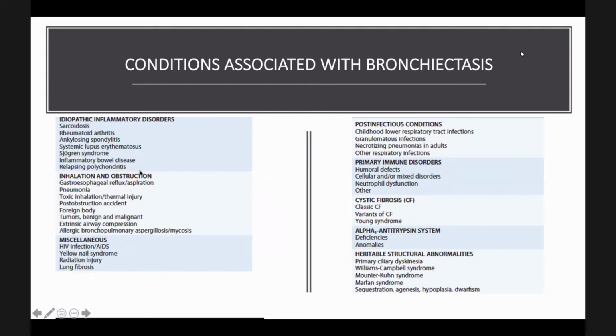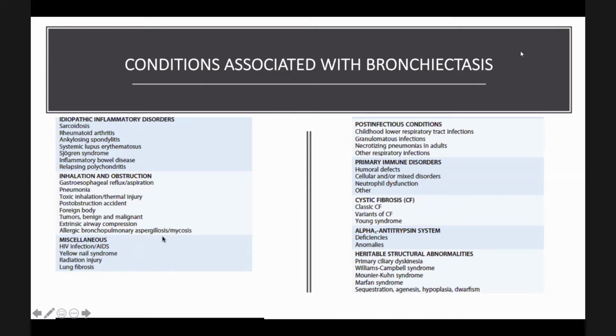Then another is the inhalation and obstruction, like gastroesophageal reflux, repeated aspiration, repeated pneumonia, toxic inhalation and thermal injury, post-obstruction, foreign bodies, and then the tumors, benign and malignant, which cause luminal blockage, leading into mucus impaction, leading into bronchiectasis. Extrinsic airway compression might also be responsible, and allergic bronchopulmonary aspergillosis. Okay, so I'll discuss this in the coming slides.